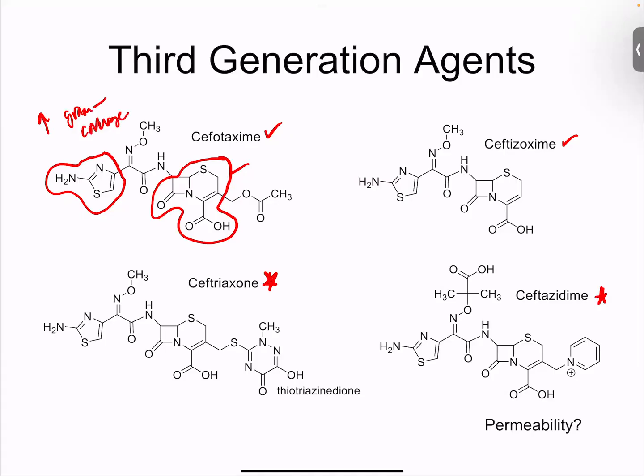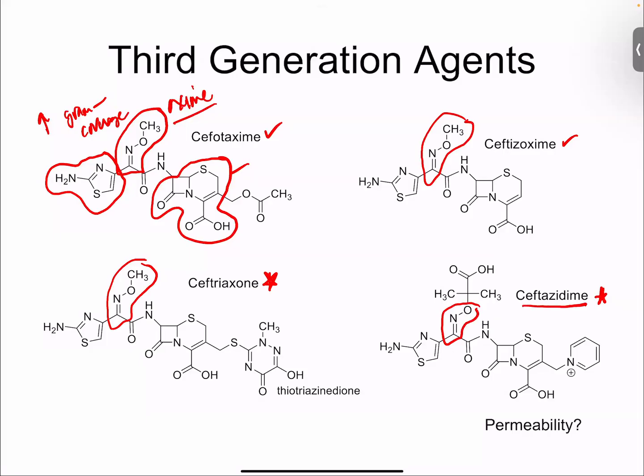Increased gram-negative coverage. And here's the oxime. The oxime is responsible for protecting the beta-lactam bond here, here, here. There's a dimethyl acetic acid oxime seen in ceftazidime, which largely does the same thing, protects against beta-lactamases. Okay.